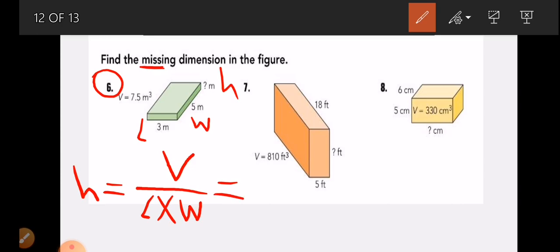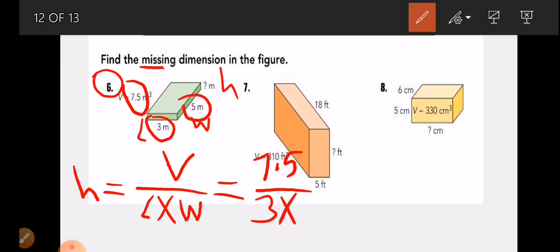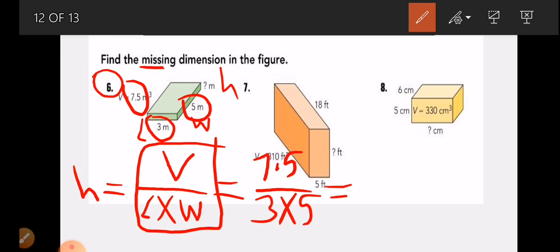Okay. Do I have the volume? Yes, it's 7.5. Divide. Do I have the length? Yes, it's 3. Do I have the width? Yes, it's 5. So the volume divided by length multiplied by width. This is the way to get the height. So 7.5 divided by, I will do the multiplication which is down first. 3 times 5 is 15.